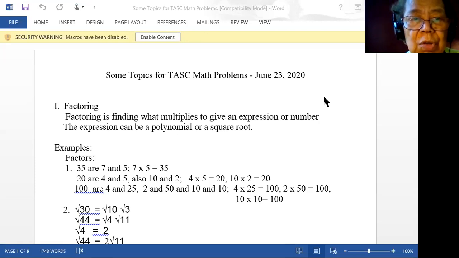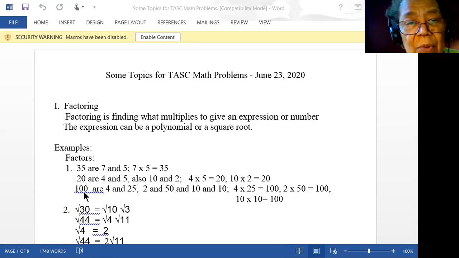numbers. Notice 35. What are the multiples in the number 35? That means numbers that can be multiplied to give 35. 7 and 5 are factors of 35 because they multiply to give 35. Right here, look at 20. 20's multiples or factors are 4 and 5, also 10 and 2, because both of those sets of numbers multiply to give 20. 4 times 5 is equal to 20. 10 times 2 is 20.